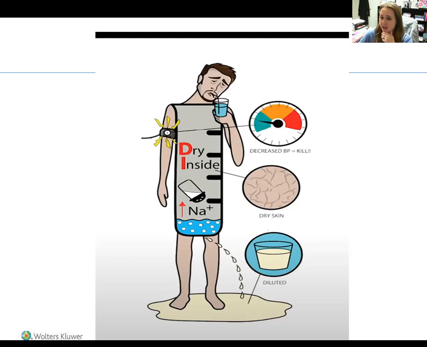So dry inside. I lost my place, lost my concentration. Dry inside, high and dry. So think high and dry. SIADH was super liquidy and wet. Diabetes insipidus, we're going to be super dry because all our water is going in the potty, right?